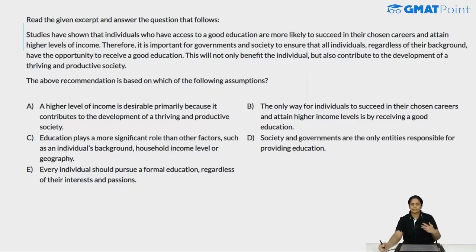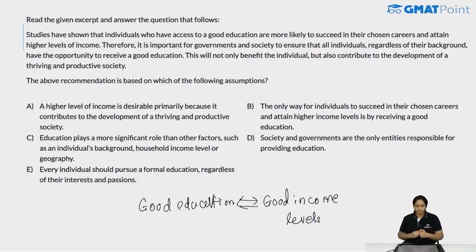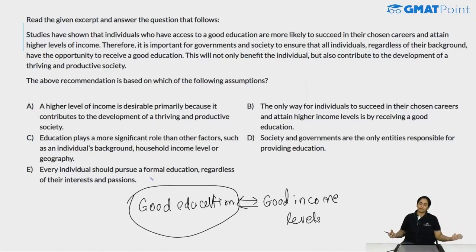So essentially, what exactly is being meant over here? The studies have observed a correlation between having a good education and having good income levels. Those who have good education seem to have good income levels, and vice versa. Essentially, good education leads to good income levels. And because of that, what they are saying is that society and government should ensure that everybody has access to a good education, because then an individual will not only be benefited, but as a whole, the society will also be benefited from it.